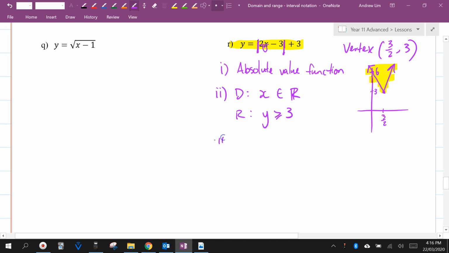So how do we write this in interval notation? Well, the domain is negative infinity to infinity. The range, however, is from 3, because it's greater than or equal to 3. But it includes the 3, so we use square brackets. It goes from 3 all the way to infinity, it goes on forever. But because it's infinity, we use a curved bracket.